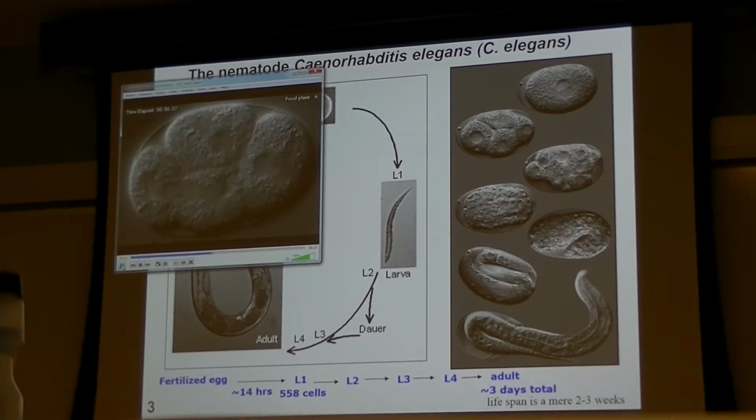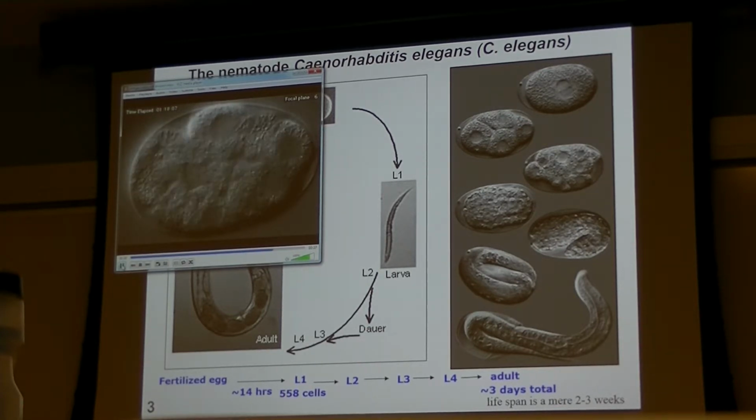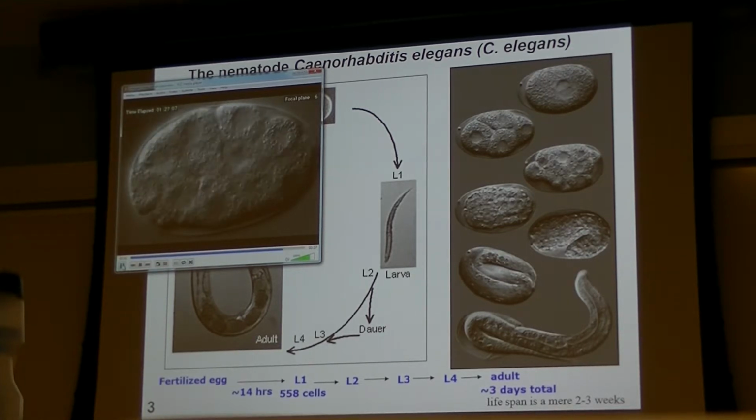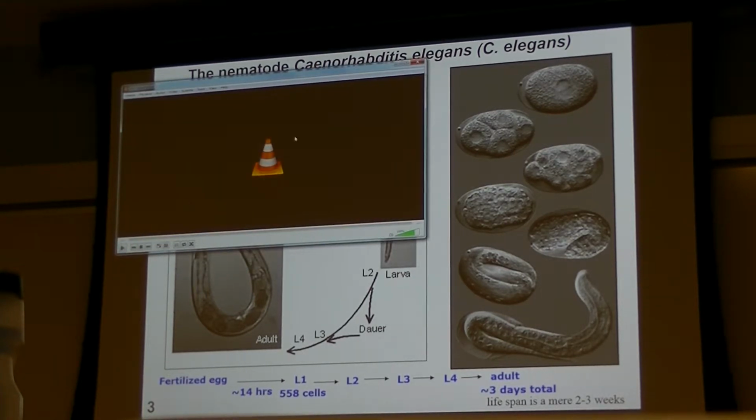Okay, one daughter cell divided, and there goes the second one. There are 4 cells. And you see they didn't really grow that much. They're just dividing up this large starter egg into smaller and smaller cells as time goes by. And that shows you the first several divisions for this.